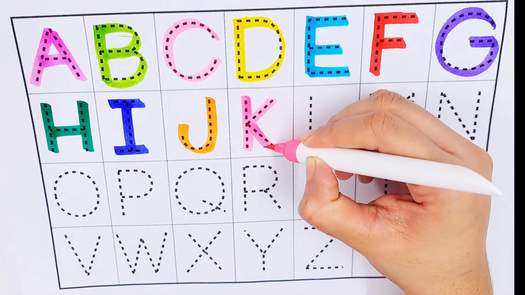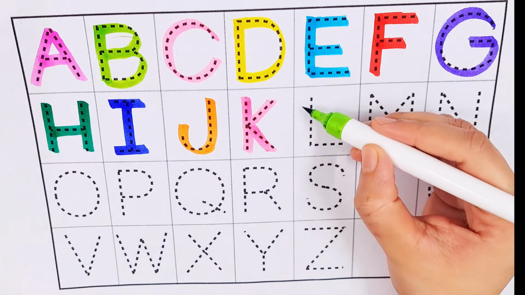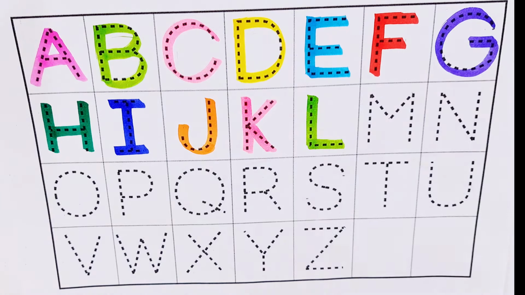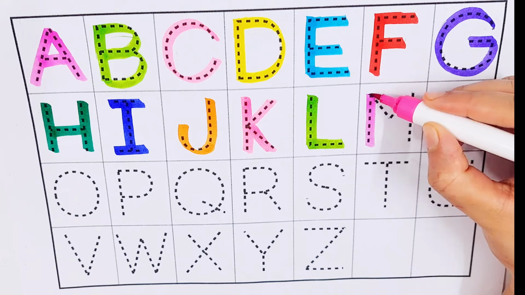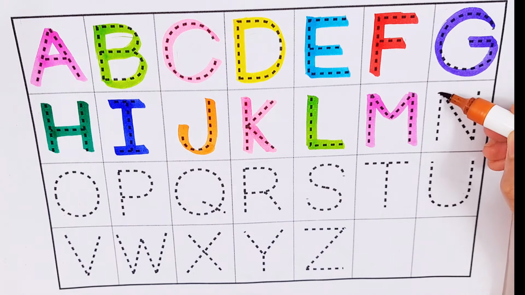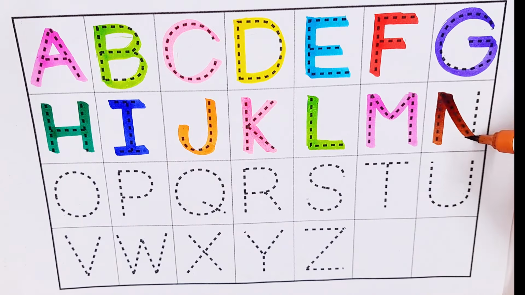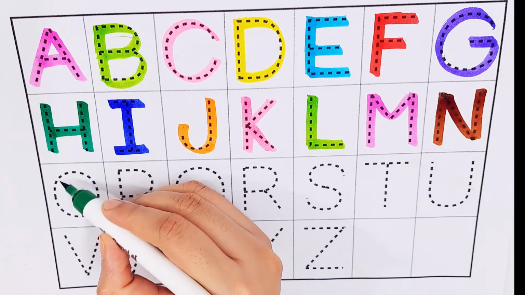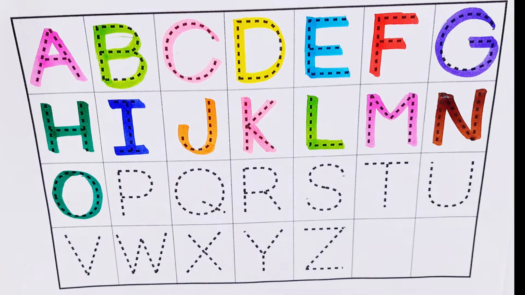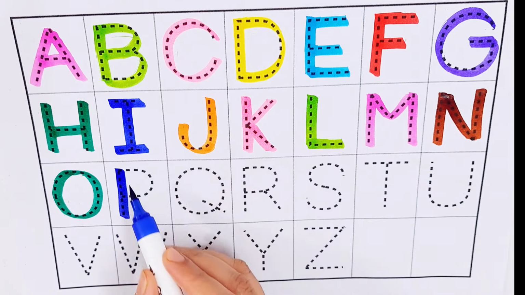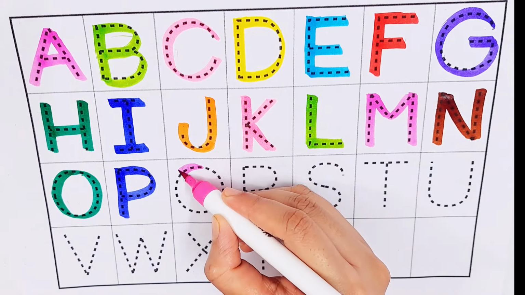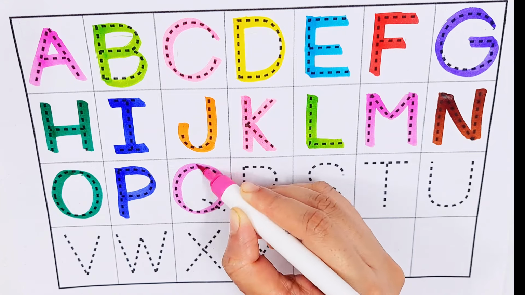K for king. L for lollipop. M for monkey. N for nose. O for oxygen. P for pen. Q for question.